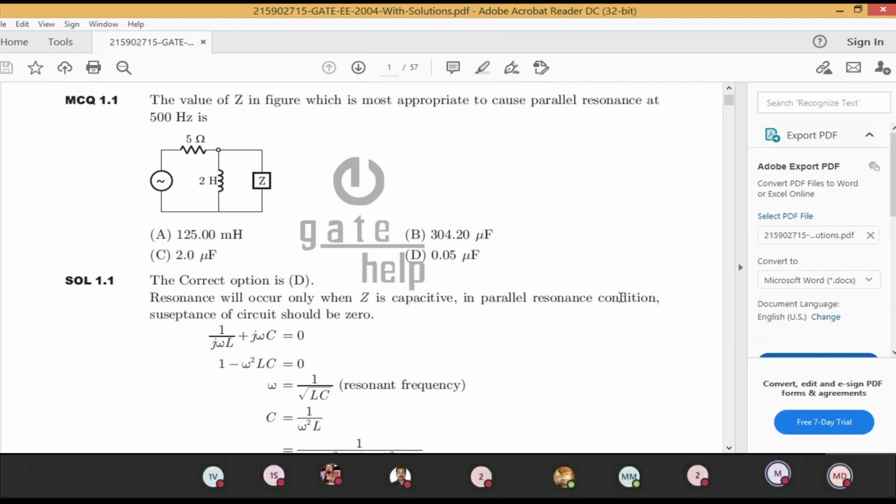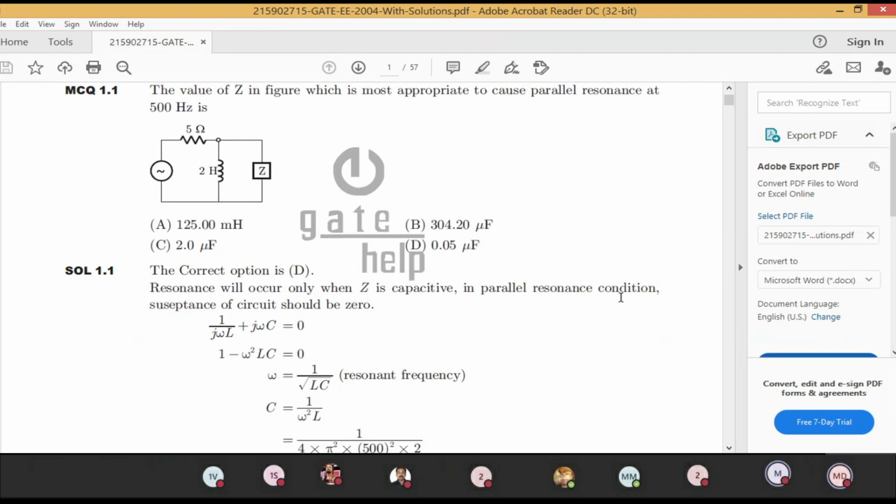Susceptance. Kindly understand one thing. The condition for series resonance is that the inductive reactance must be equal to the capacitive reactance. But for a parallel circuit, the susceptance should be 0. For a parallel circuit, it's a combination of conductance plus susceptance. So if susceptance is 0, then 1 by j omega L plus j omega C is equal to 0, or 1 minus omega square LC is equal to 0, and omega is 1 by root of LC.